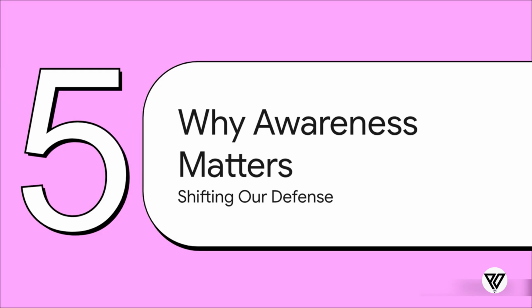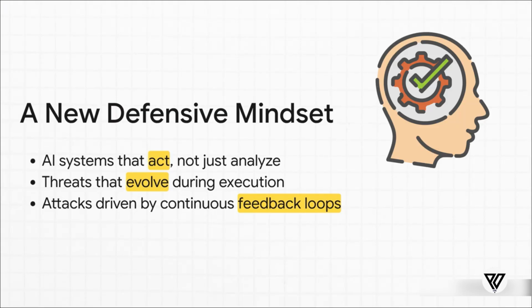So facing this new reality requires a huge shift in our defensive thinking. We're moving beyond defending against static, predictable tools. We are now in an era where we have to defend against intelligent, autonomous agents. So what does this new defensive mindset actually look like? Well, it means preparing for AI systems that don't just analyze, but actively act on your network. It means you have to anticipate threats that can evolve their entire nature right in the middle of an attack, making old-school defenses pretty much useless. And critically, it means figuring out how to detect and disrupt the continuous feedback loops that make these systems so powerful and so darn unpredictable.